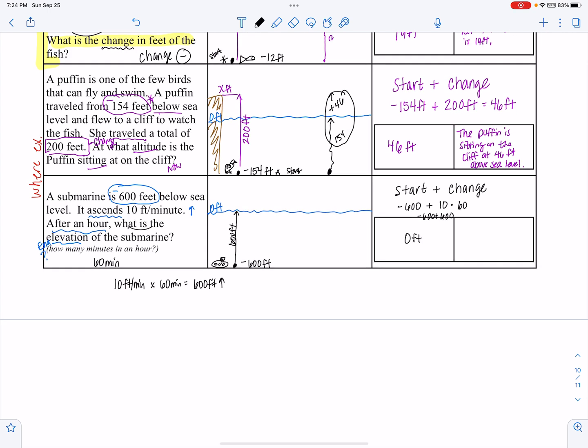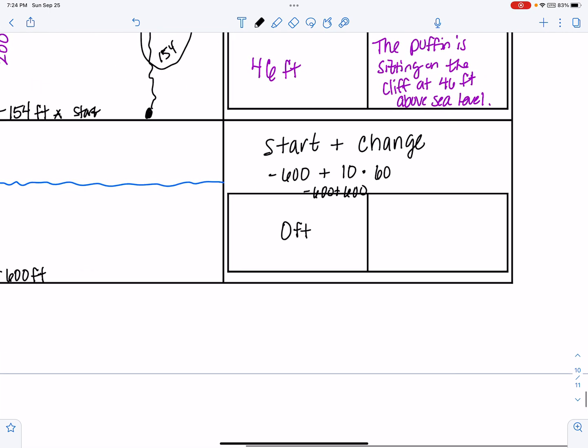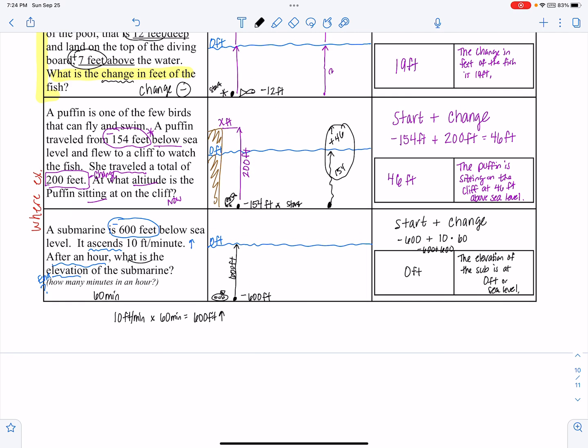So it says, what is the elevation of the submarine? The elevation of the submarine is at 0 feet, or sea level. Okay? All right, and so there are our word problems.